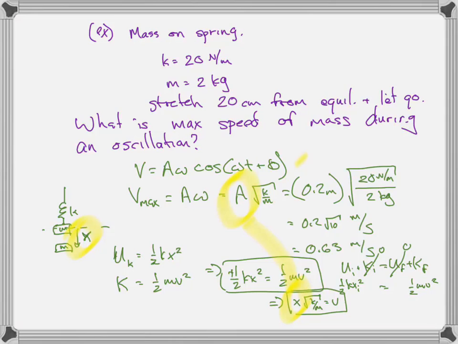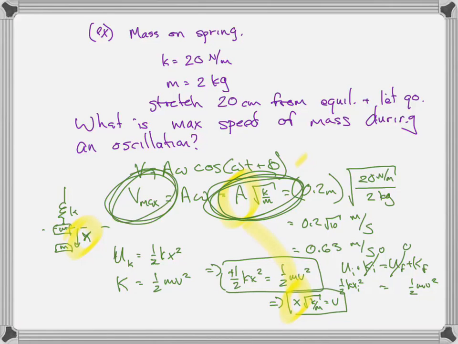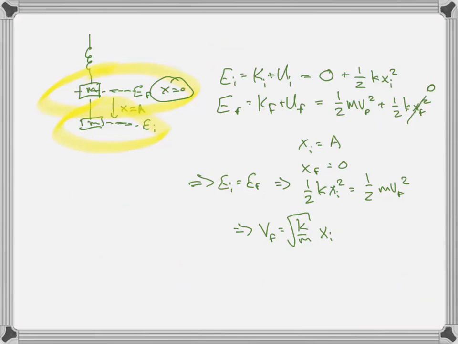How does that compare to what I had found already for v max? v max is the square root of k over m times A. Oh yeah, x initial is equal to A, right? So that is the square root of k over m times A. Check. By energy conservation, we get the same result. We better get the same result. Okay. Have a great day.